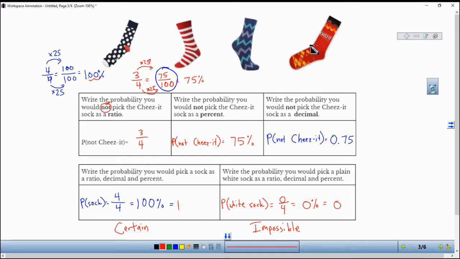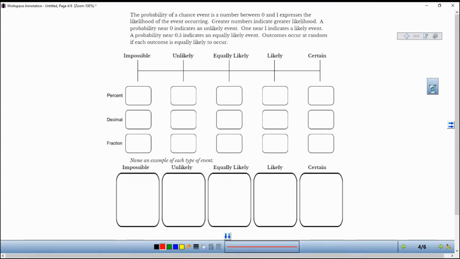So we're going to take a closer look at words like that, words like impossible, words like certain, and we're going to see how we can describe different events using those types of words. All right, so we're going to go on to page 5.